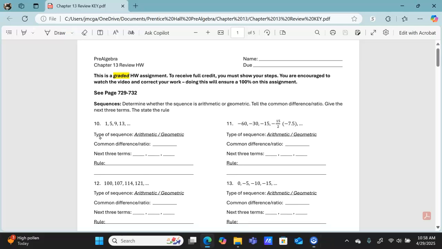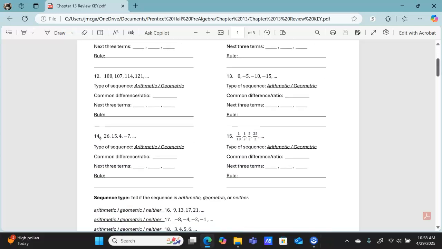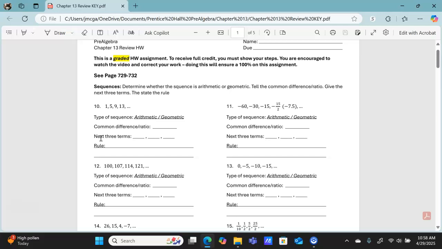In 10 through 15, we were told to tell the type of sequence, the common ratio or difference, the next three terms, and the rule. So in number 10, 1 to 5, I could add 4, and yes, so this is an arithmetic sequence because I'm adding 4. You don't have to put the plus there. It is a common difference.